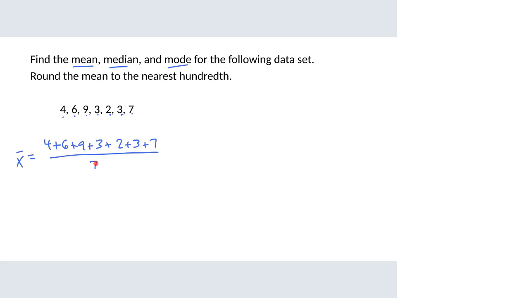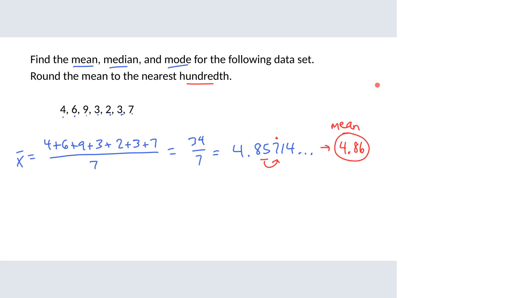When I add these up, 4 plus 6 plus 9 plus 3 plus 2 plus 3 plus 7, I've got 34 over 7. We'll divide that, and I get 4.85714. That keeps going. I was told here to round to the nearest 100th, so that's what we'll do. Nice little review of rounding. We haven't done it in a little while. Shake off those cobwebs. So we find the hundredths place, we look one space to the right. That number is 5 or bigger, so we'll round this up to 4.86. And that's the mean of our data set.